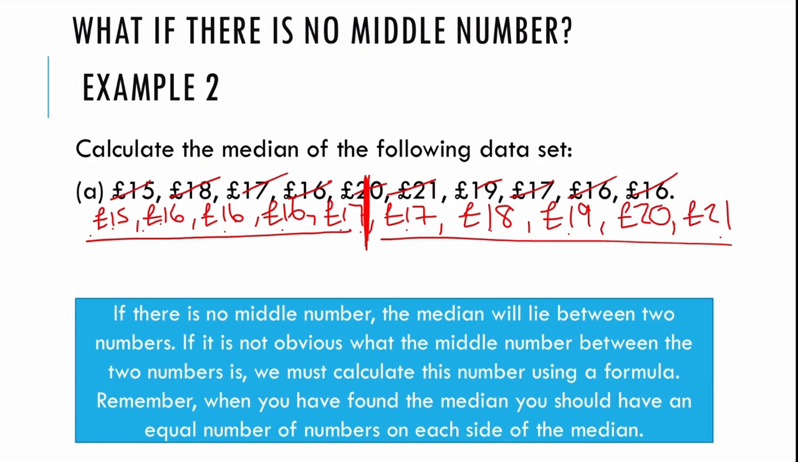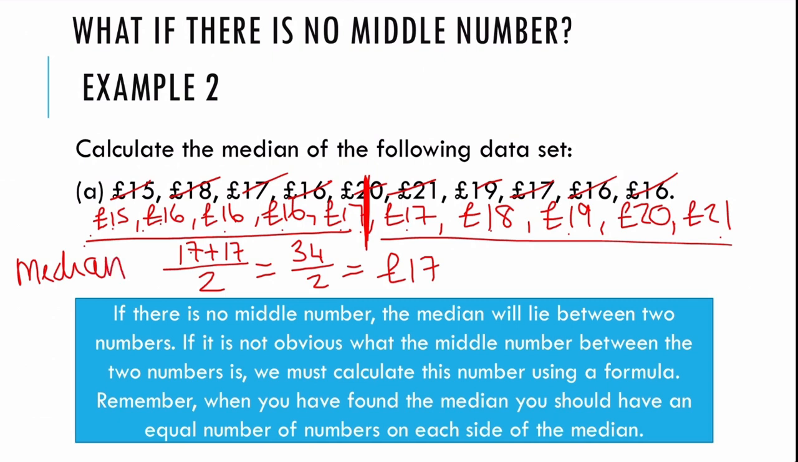The method that we use to figure out the number that lies exactly in between is we add those two numbers together and we divide by 2, which gives me 34 divided by 2, which is 17, which makes sense because there is no number in between 17 and 17. So the median in this case is just £17.